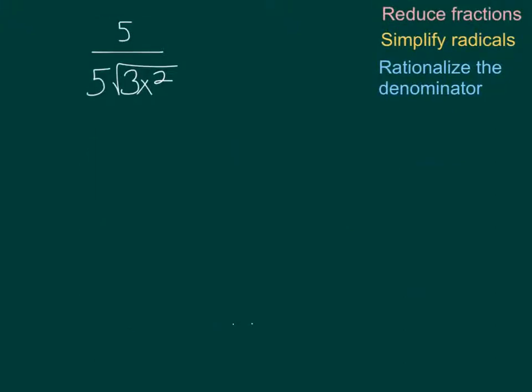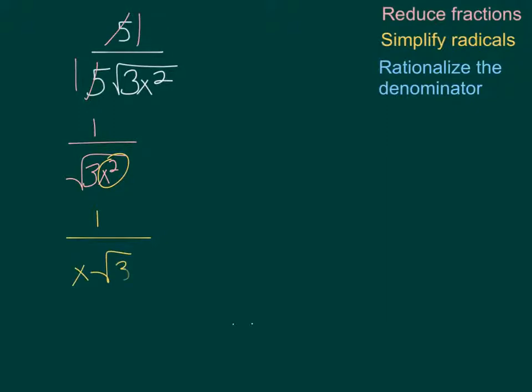Alright, for this last example, we do have a fraction that can be reduced. The 5's cancel. So now we have 1 over radical 3x squared, which we can simplify. The x squared can come out as an x, so we can change it to x radical 3.